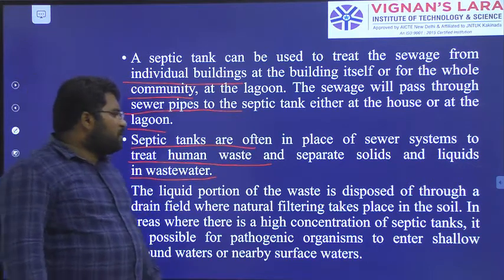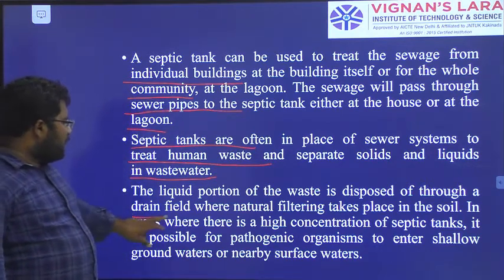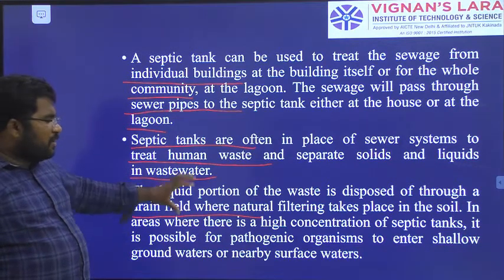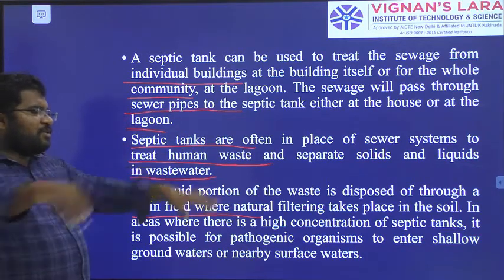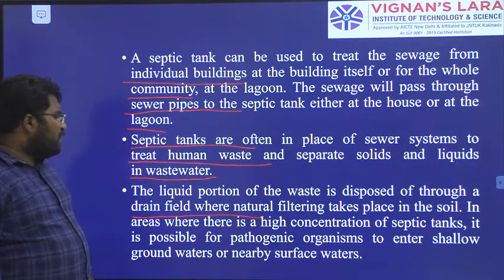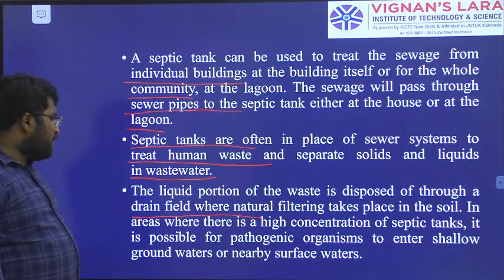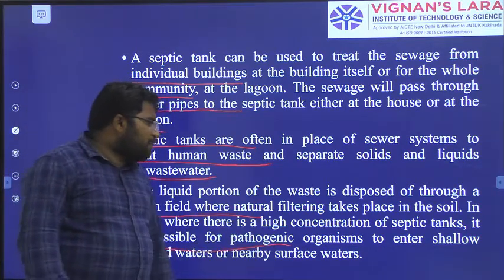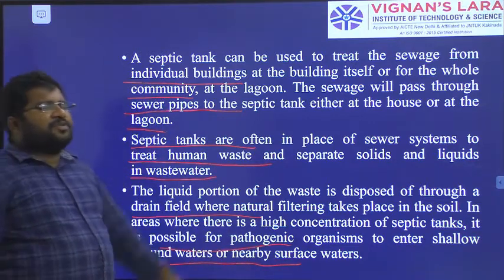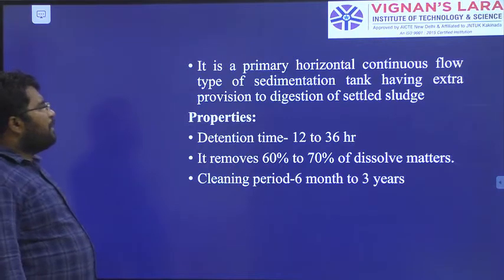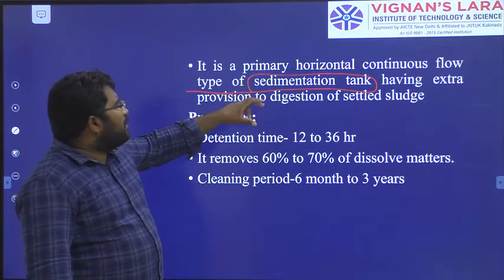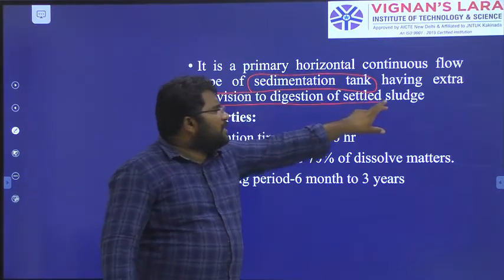Next, the liquid portion of waste is disposed of through a drain field where natural filtering takes place in the soil. The effluent is spread over the soil so that the water percolates into the groundwater. In areas with a high concentration of septic tanks, it is possible for pathogenic organisms to enter shallow groundwater or nearby surface water. This is one of the main disadvantages of the septic tank. It is a primary horizontal continuous flow type sedimentation tank, but it has an extra provision for digestion of settled sludge.